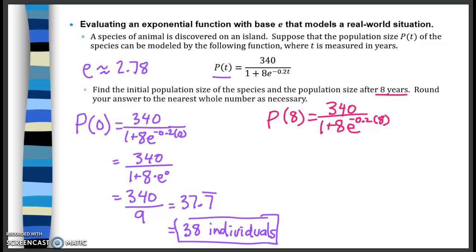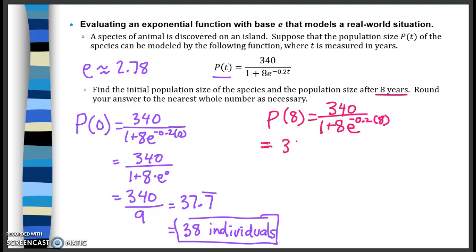For some of them, you will take negative 0.2 times 8 and then raise e to that power, times it by 8, and then add 1. And that's going to be your denominator, and then you'll have to take 340 divided by your denominator. Some of them you can plug this entire thing in as long as you do the correct parentheses in the denominator and you get the right thing out. And if you ever need help with knowing how your calculator works, you can look up your specific calculator online. You could come and speak with me and we could get it figured out.